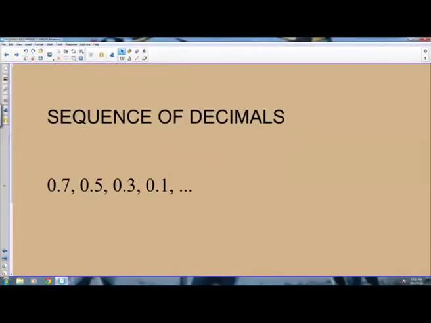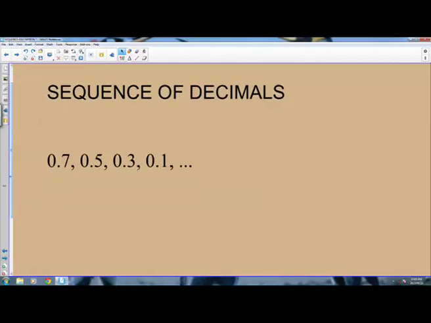Thank you, sir, for what you have discussed. But before you end this lesson, what about a sequence of fractions or decimals? Let us have a look at another example. This one, sequence of decimals: 0.7, 0.5, 0.3, and then 0.1. So, still the same, you are to describe in words how this sequence is formed. You examine it. We've got 0.7, 0.5, 0.3.